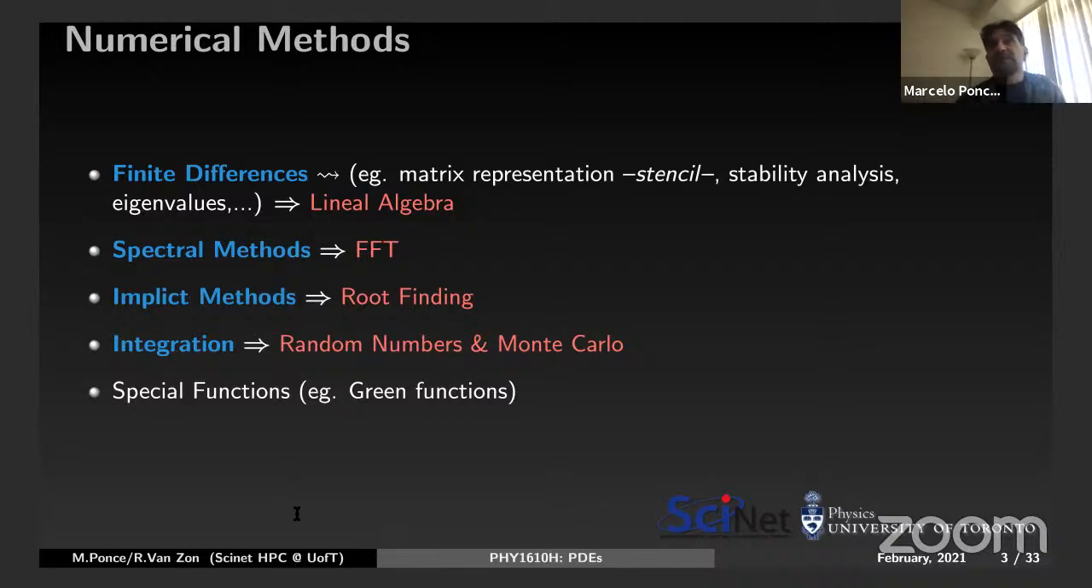Finally, integration is practically something that is always part of differential equations. So things like random numbers and Monte Carlo are good tools when implementing integration methods. In addition to that, I'm not going to be talking about this in the course, that's why it's not covered. There are special functions, special techniques that you can use with special functions, like integrating using Green's functions or potentials, these kinds of things. Okay, but this is just a quick, broad overview of the different approaches that people use for dealing with partial differential equations numerically.